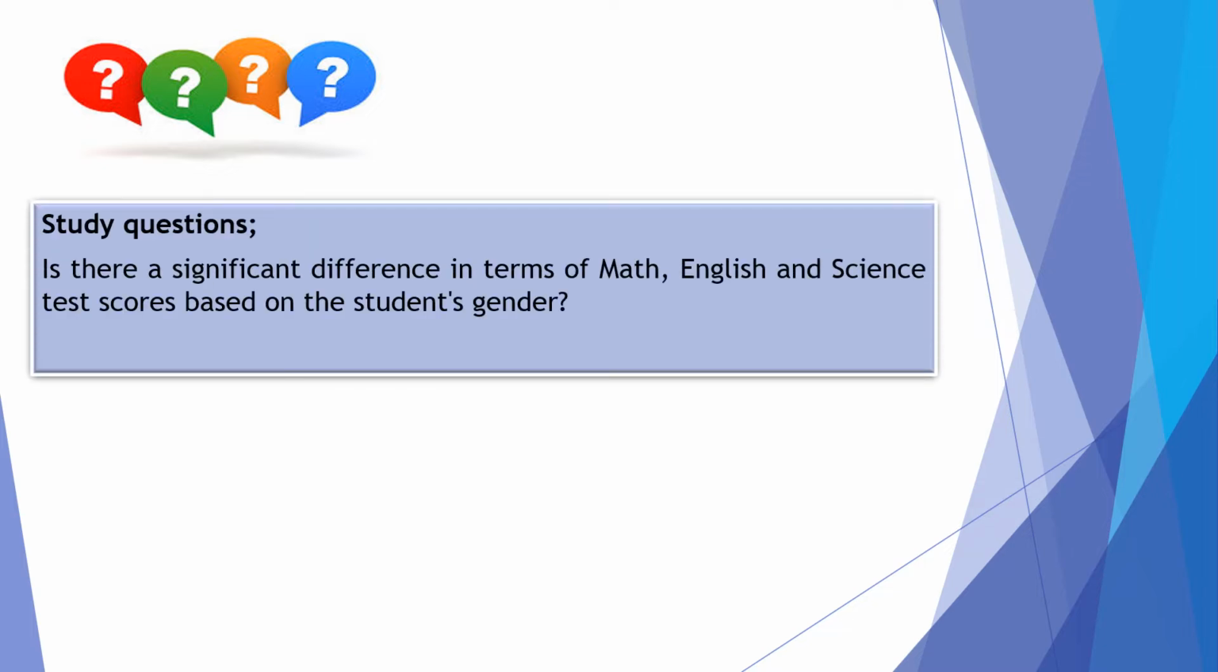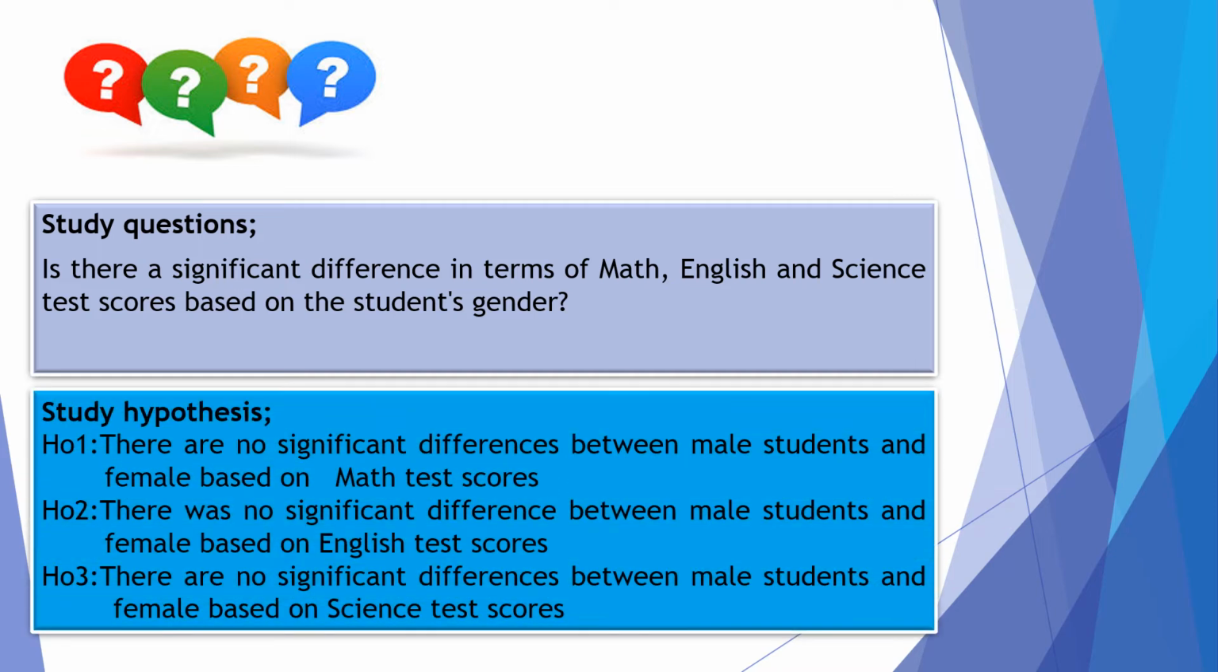The study question: is there a significant difference in terms of math, English, and science test scores based on the student's gender? The study hypotheses. Hypothesis 1: there are no significant differences between male and female students based on math test scores. Hypothesis 2: there is no significant difference between male and female students based on English test scores. Hypothesis 3: there are no significant differences between male and female students based on science test scores.